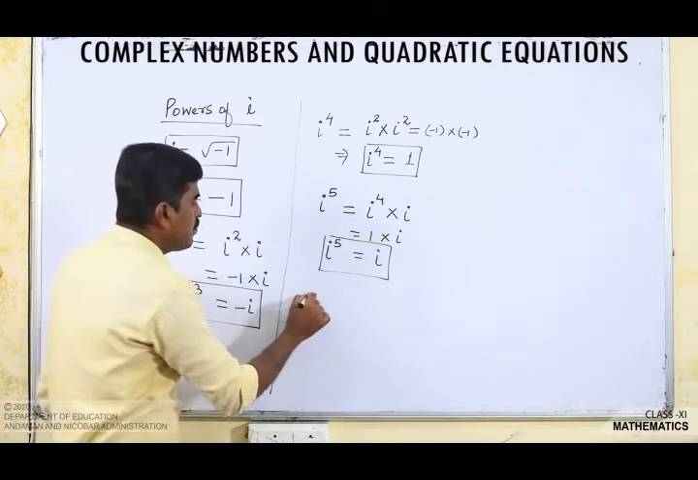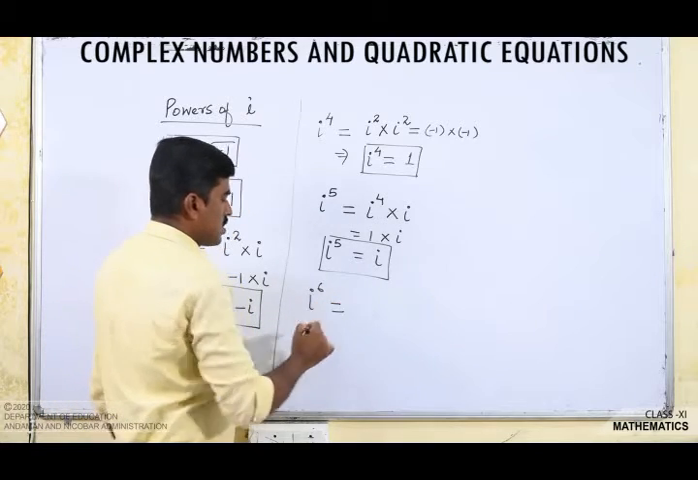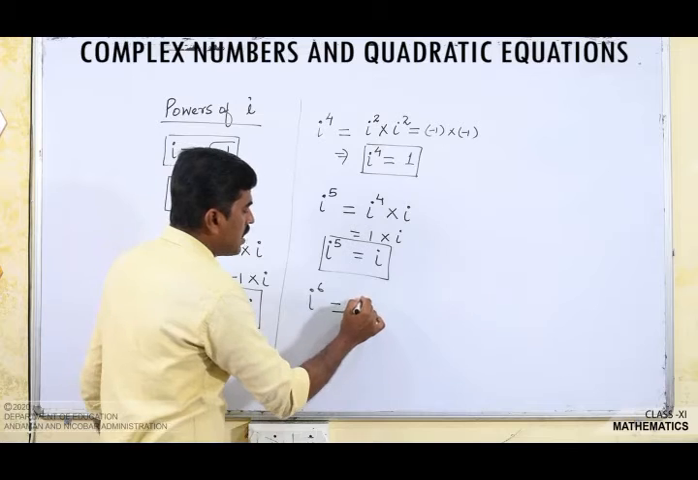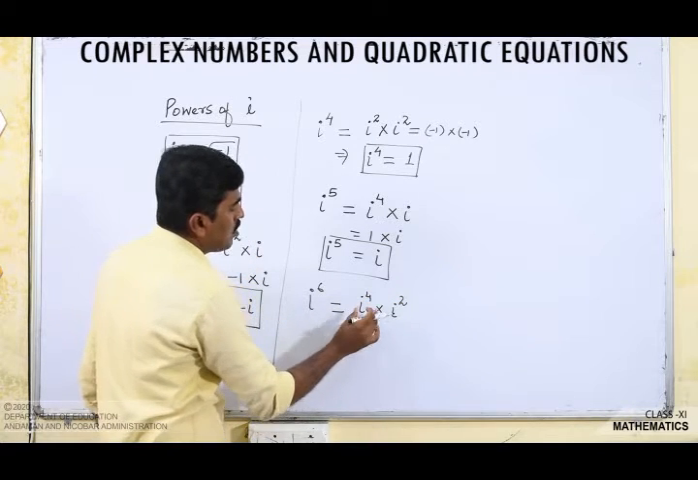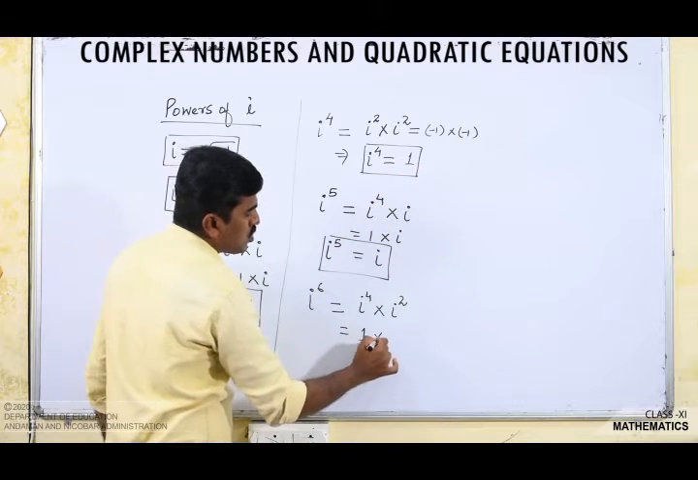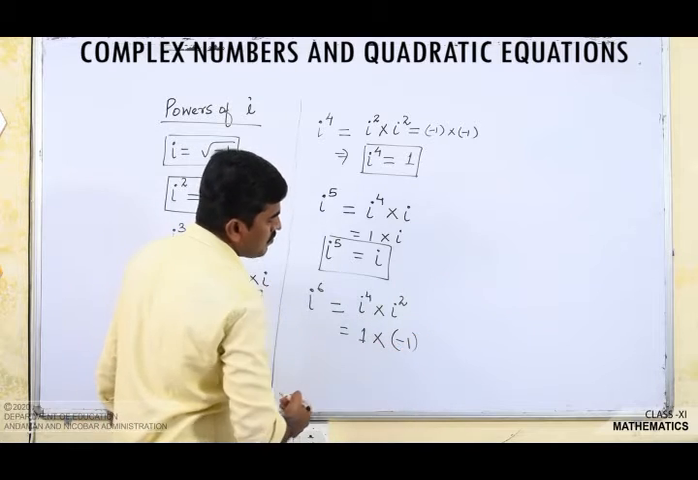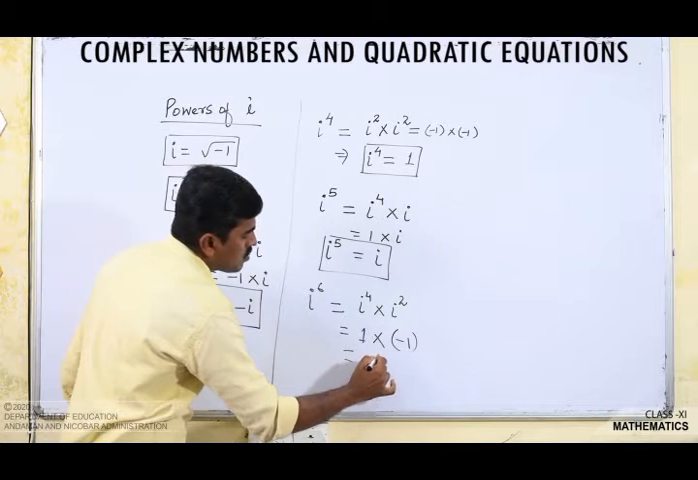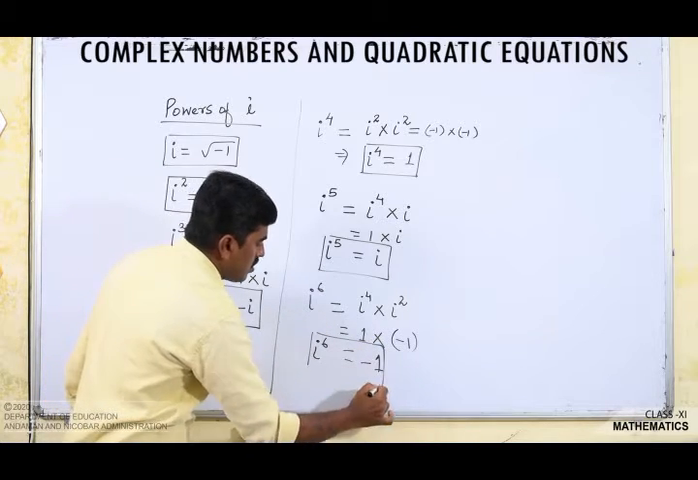Now let us see i power 6. This i power 6 can be written as i power 4 into i square. i power 4 is equal to 1, into the value of i square, that is minus 1. So i power 6 is equal to minus 1.